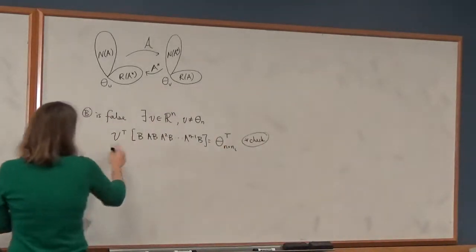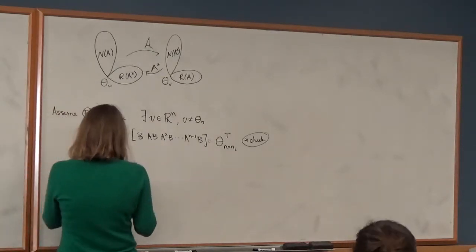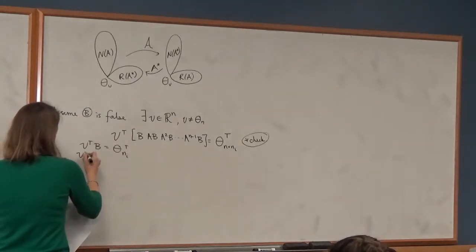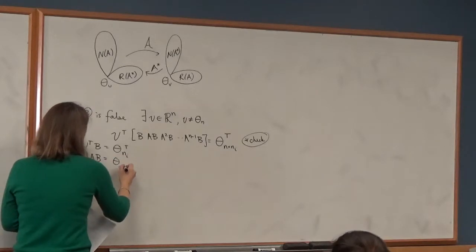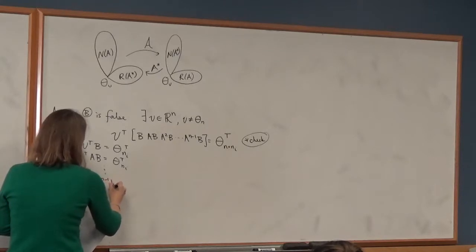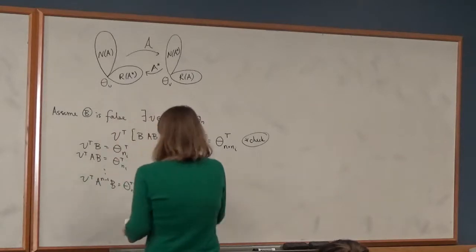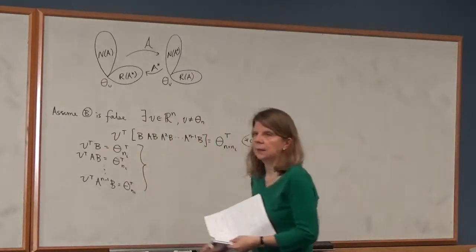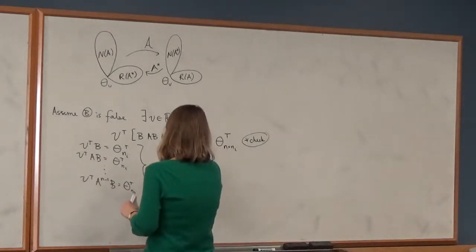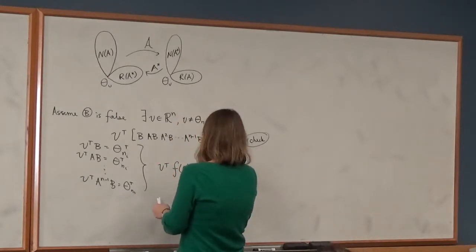But now from this I can break this down, right? That means that V transpose B is equal to 0, and that's going to be this ni dimensional 0. V transpose AB is equal to 0, all the way up to, for each of those column sets, V transpose A to the n minus 1 B is equal to 0. So from that, from Cayley-Hamilton, we know that V transpose times any analytic function of A times B is equal to 0.